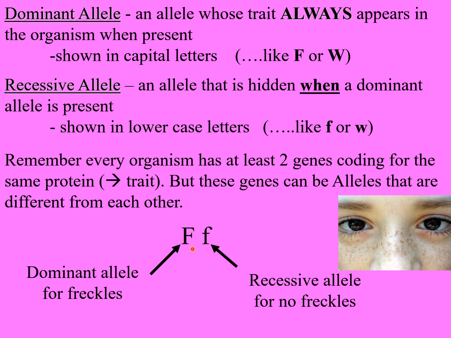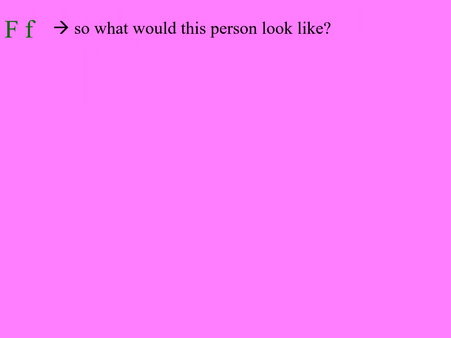And maybe one of these came from the mother side, and one of these came from the father side. It doesn't really matter which one. But they are a mix of these two. And it's understanding terms like dominance and recessive, which gives you hints into how the actual physical appearance of the person will be. So what would this person look like?